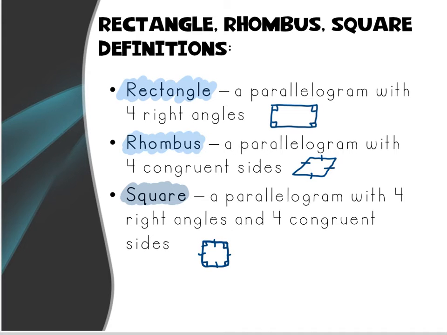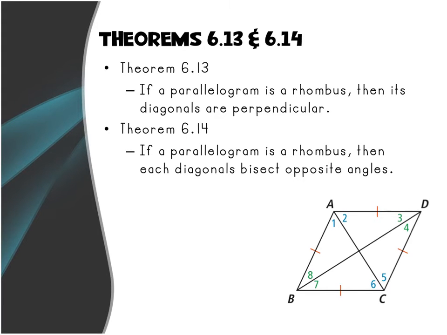How many sides do these have? 4. So what's the parent shape? Quadrilateral. Good, quadrilateral. So they go from a quadrilateral, more narrow, to a parallelogram, more narrow, to a rectangle. So all those properties carry over. All right, theorems, again, 6.13, 6.14, but the numbers are not important. I don't need you to memorize the numbers. I need you to memorize what they say.